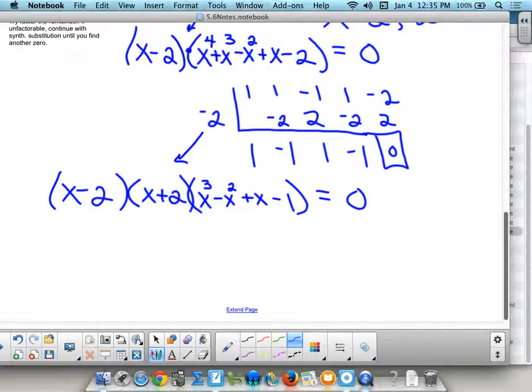Okay, look inside. This one's done, we already know the answer. This one's done, we already know the answer. This one. How do you find zeros out of this? Synthetic division.